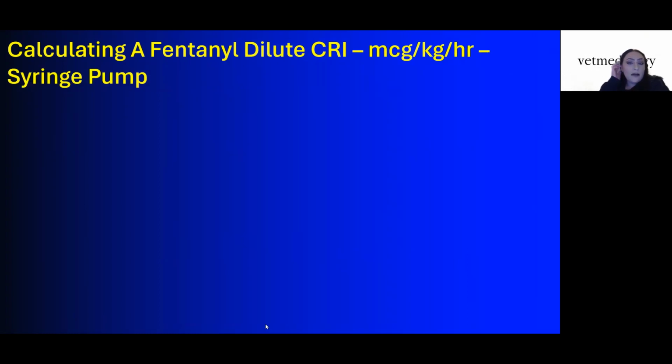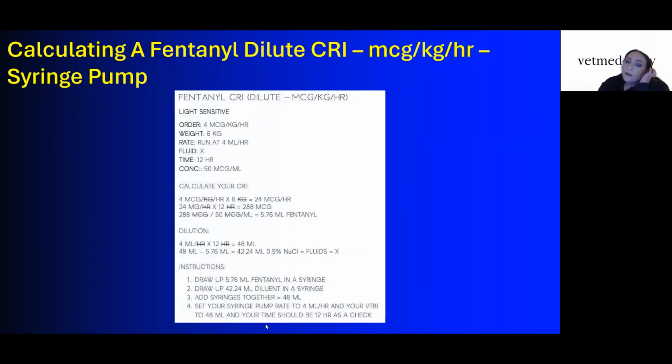Okay, so this is a dilute fentanyl CRI in mics per kg per hour on a syringe pump. Again, we say that it's light sensitive. Order is 4 mics per kg per hour. The weight is 6 kilograms. We're going to run it at 4 mils an hour because that's sensible to do, make it match basically, so that it's easy to go ahead and titrate up and down. Fluid is not known, and the time is 12 hours. Concentration of fentanyl, again, is 50 mics per mil.